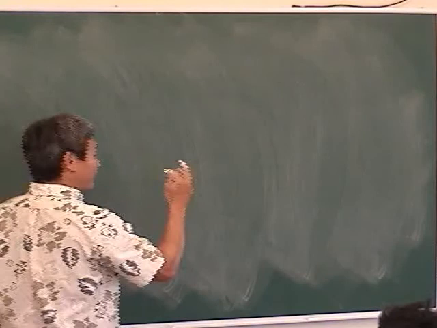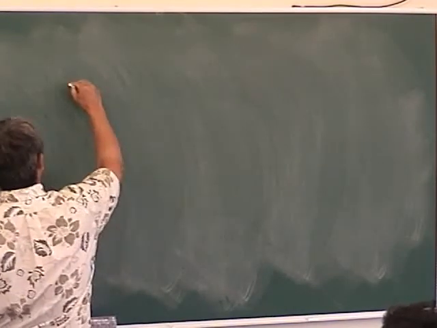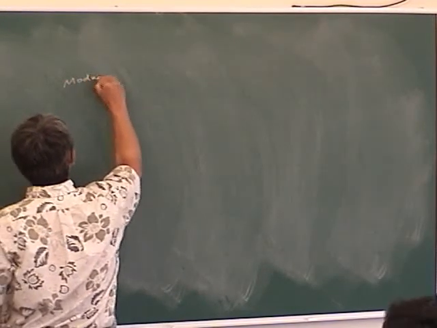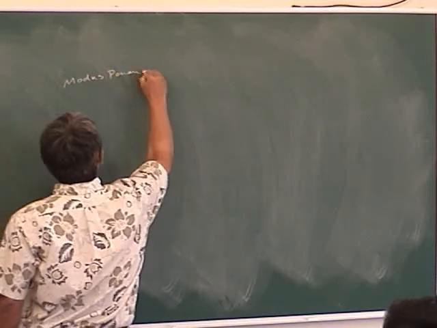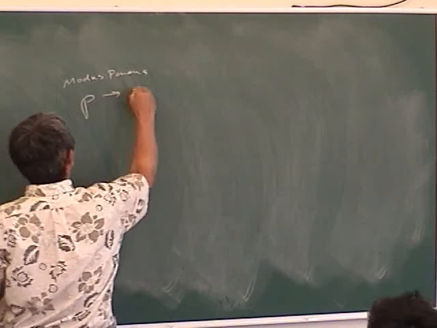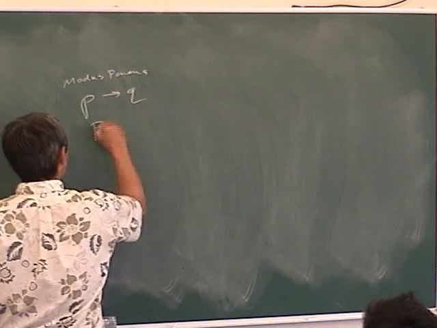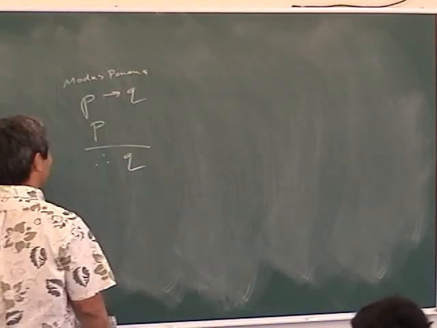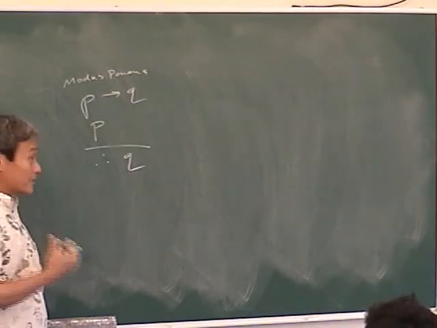Okay, there are two very famous arguments in logic. The first one is called modus ponens. You don't have to know the name. Which is this: If P, then Q. P, therefore Q. Now, this is a valid argument.